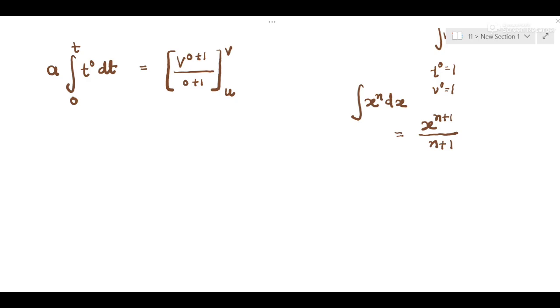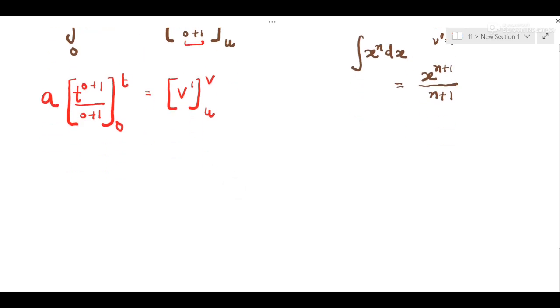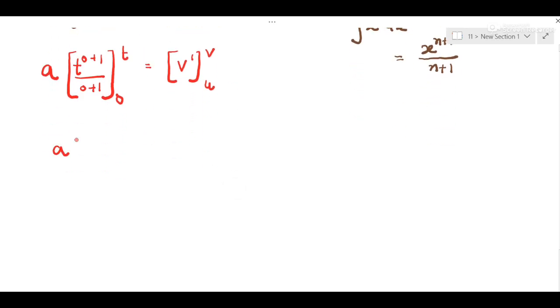Now we will do integration of this left hand side. A as it is. Time 1 power will be increased divided by increased power. Limits will remain as it is. Now on the right hand side we can apply the limit. 0 plus 1 is 1, 0 plus 1 is 1. So basically it is v to the power 1, u to v. Similarly here it is 0 plus 1 and 0 plus 1, so it is t to power 1, 0 to t.